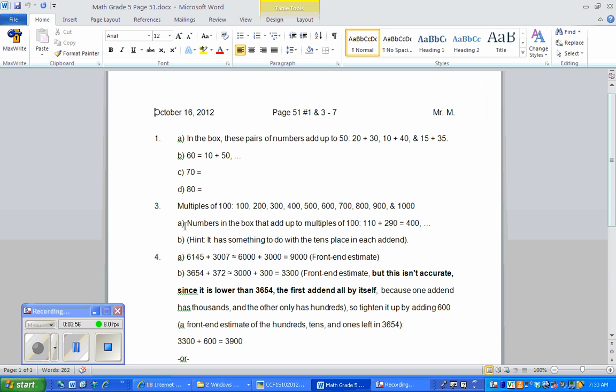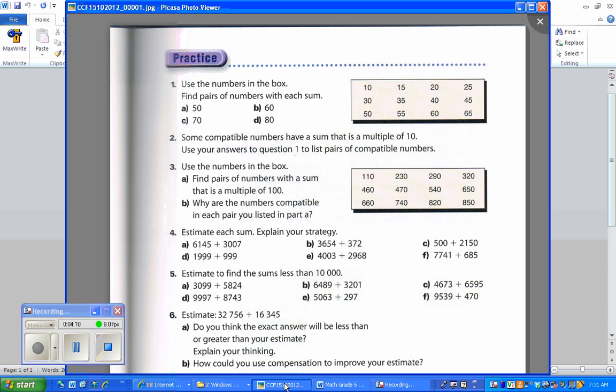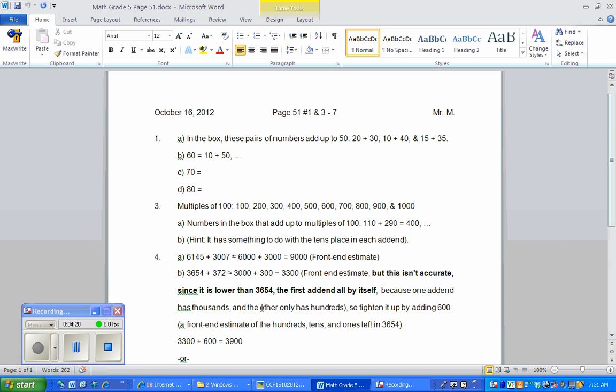Question 3A, numbers in the box that add up to multiples of 100: 110 plus 290 equals 400. And I've put three dots here to show that there may be others, and I'll let you find the rest of those. Question number B in 3 says, why are the numbers compatible in each pair you listed in part A? And I'll give you a hint. I won't give you the answer, but I'll give you a big hint.